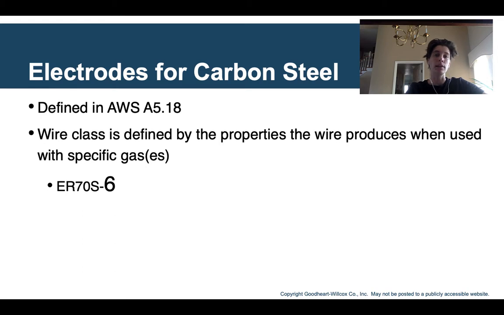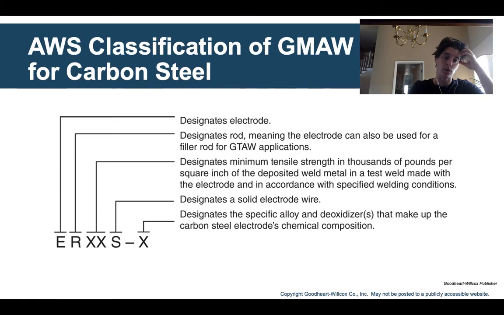But the class of it, the properties of it, are defined by the properties the wire produced when used with a specific gas or gases. So the important thing for us to pay attention to is pretty much this electrode here, the only one that we use at the shop, ER70S-6. And we're going to talk about what those numbers and letters all mean.